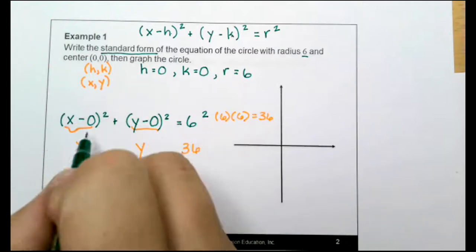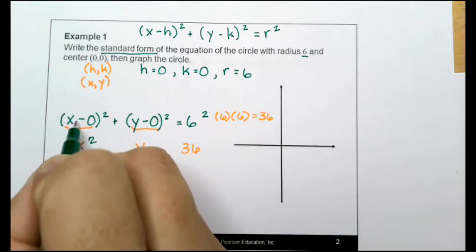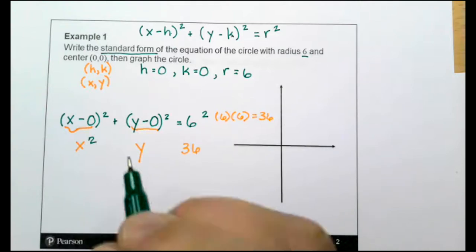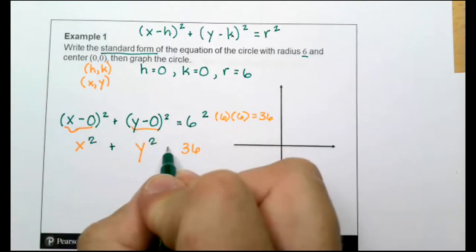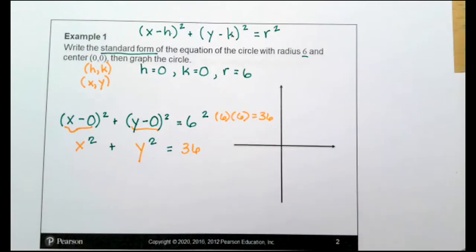So I'll carry down that squared. X minus 0 squared is just X squared. Y minus 0 squared is just Y squared. And 6 squared is 36. Okay? And that's as simple as I can get it.